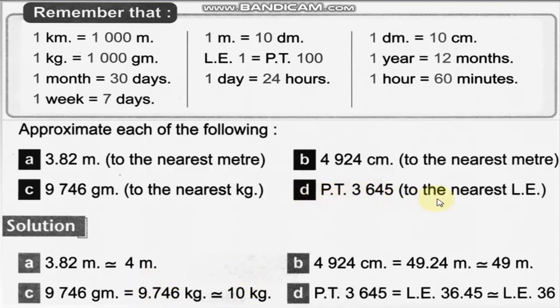Letter D, 3645 piasters to the nearest pound. From the smallest to the greatest, we will divide by 100 and the decimal point will move 2 digits from the right. It will be between 6 and 4. It will be 36.45. Approximate to the nearest pound. The unit here is number 6 and the tenth is number 4. 4 is less than 5, so we'll cancel it and keep the whole number with its value. It became number 36.